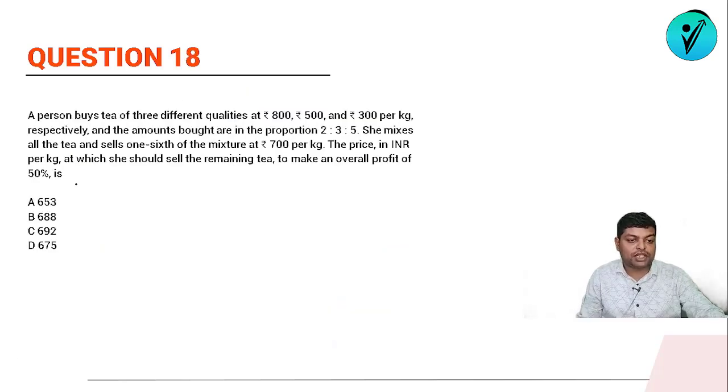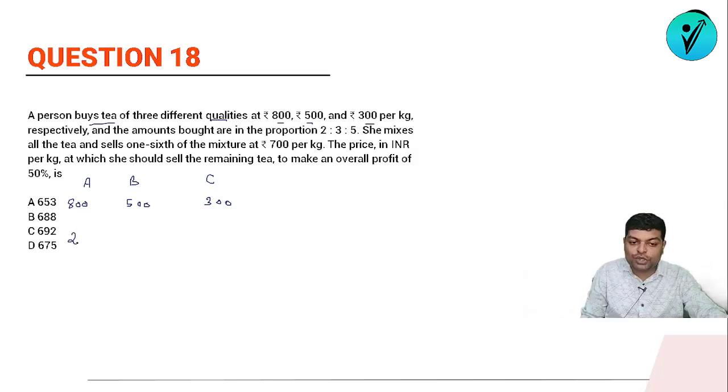So next one is what? A person buys tea of 3 different qualities at rupees 800, 500 and 300 per kg. So there are 3 qualities of tea, okay? A, B and C. The cost of it is 800, the cost of it is 500 and the cost of it is 300, okay? And the amounts bought are in the proportion 2:3:5.